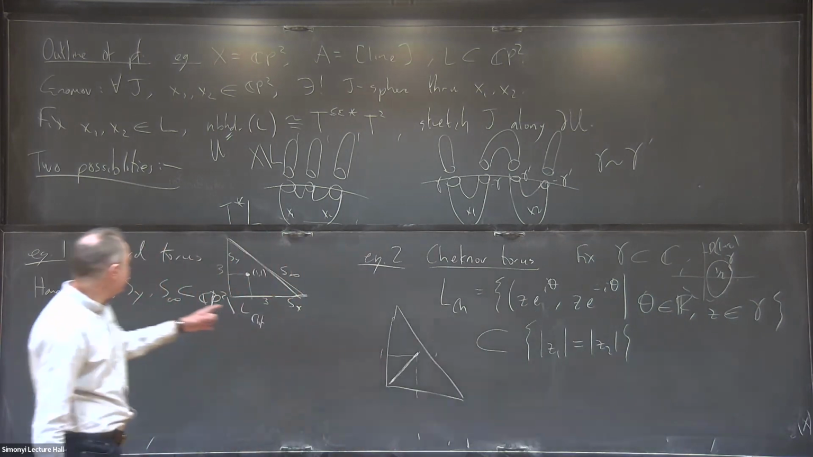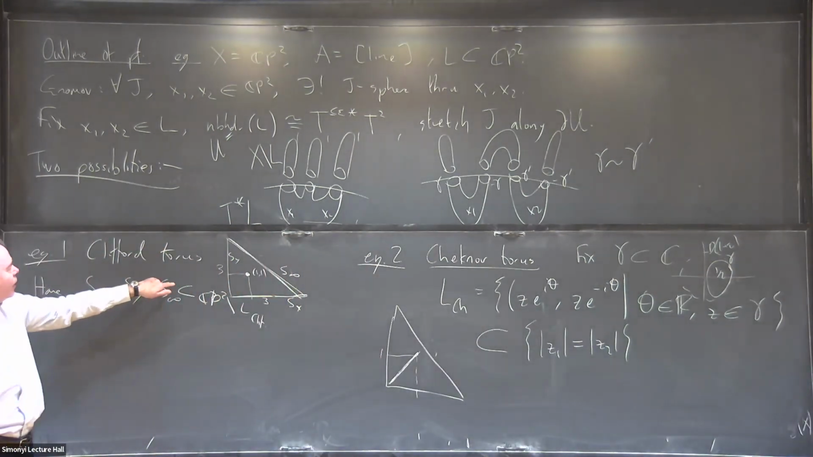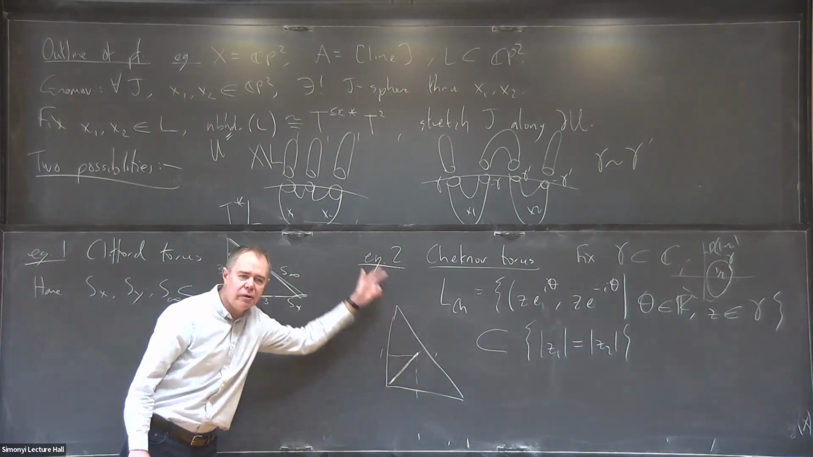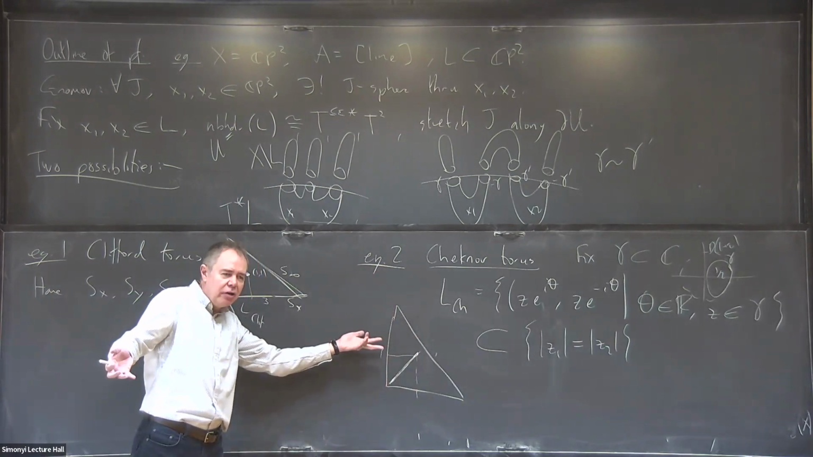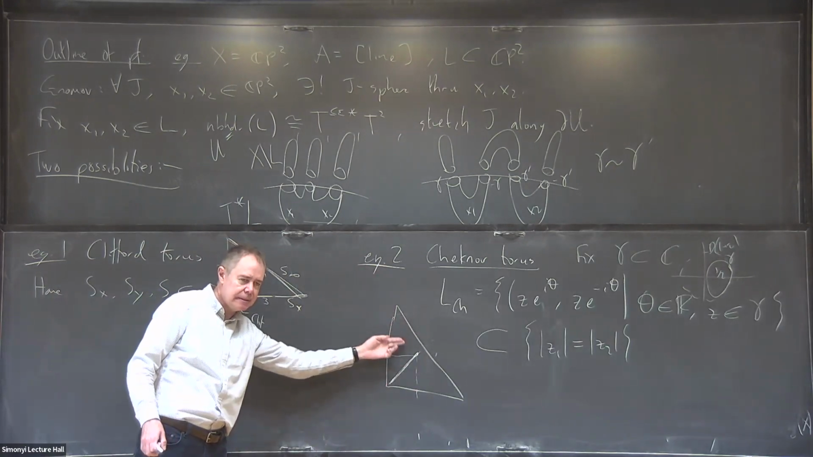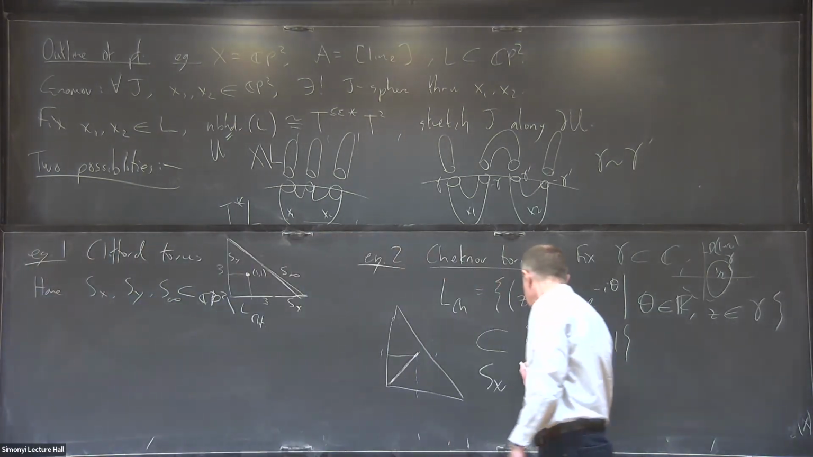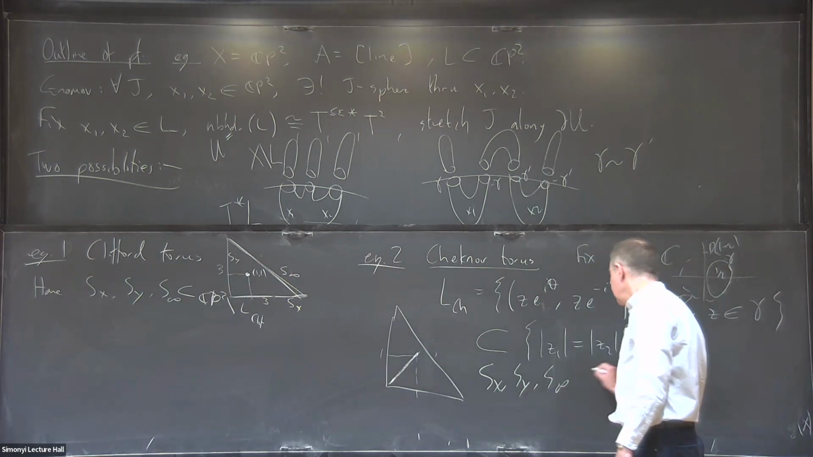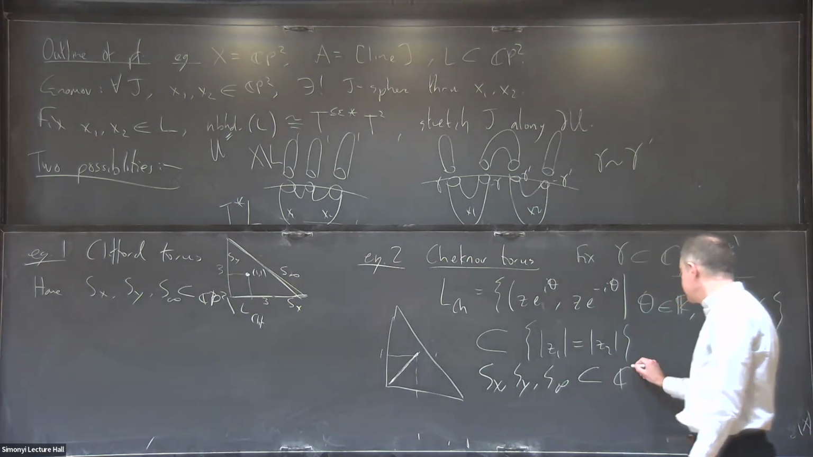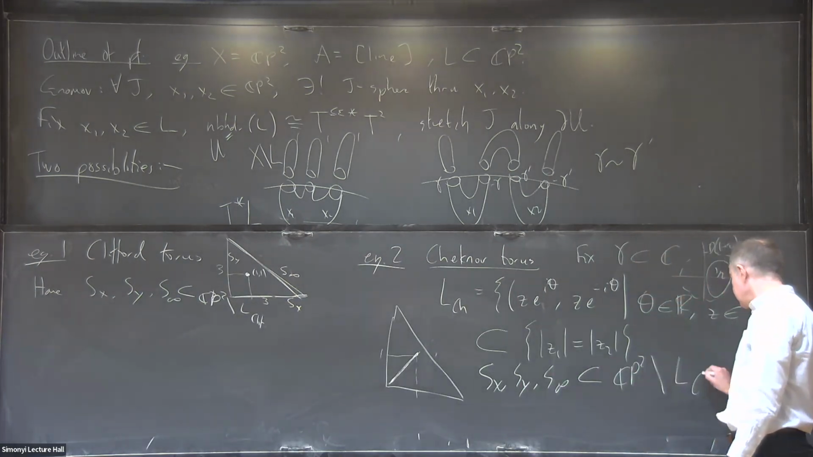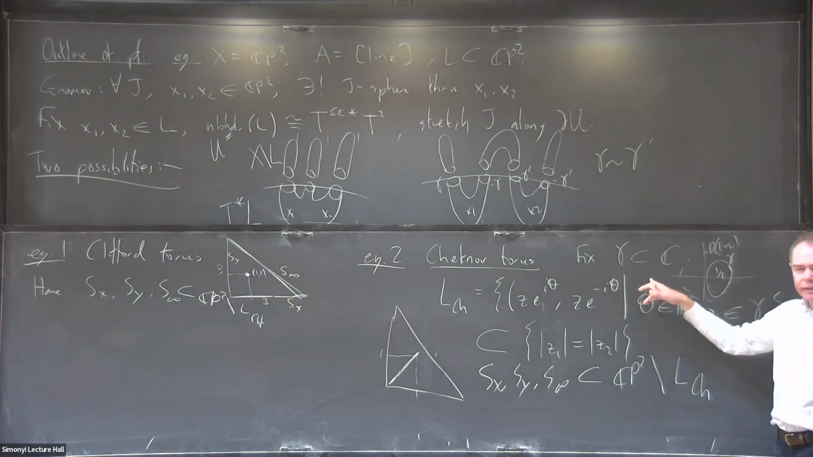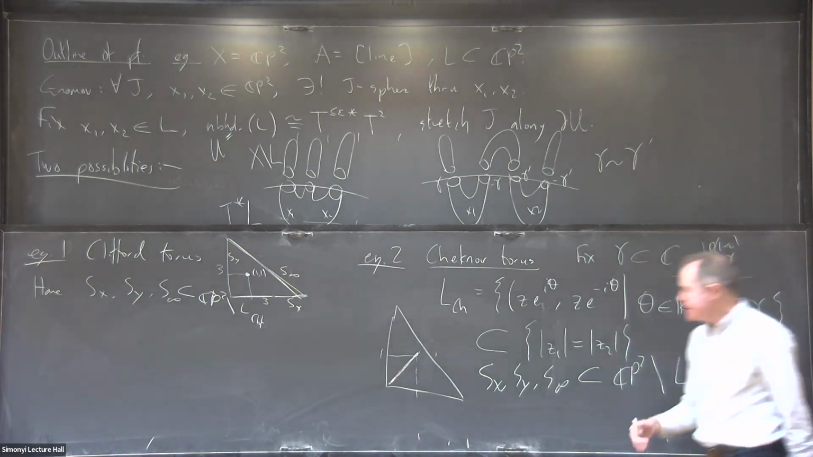Anyway, the same thing is true. So Sx, Sy, Sc are all in the complement, and again they're in different homology classes by some linking arguments. So again we get Sx, Sy, and they're also in the complement of the Chekhanov torus. Right, so there are two examples.